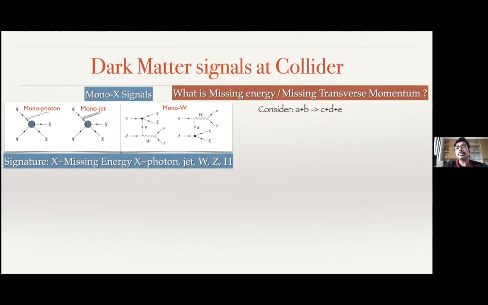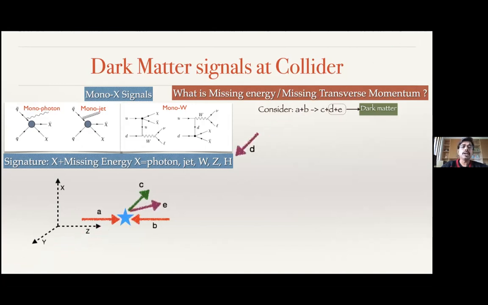So let's consider a process like AB going to C, D and E, and let's consider that D and E are invisible and they are dark matter. Now, how does this process look? You have AB collision, they are smashing into each other and producing C, which is the only visible particle, together with D and E, which are invisible, not recorded in the detector. Now, the missing transverse momentum can be associated to the momentum of those particles which are actually missed.